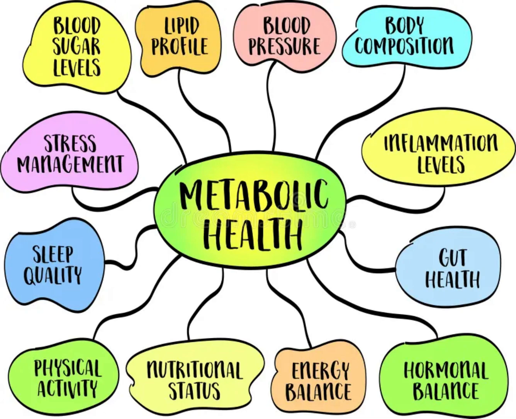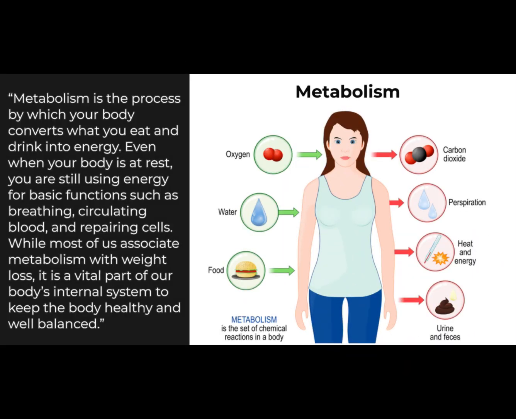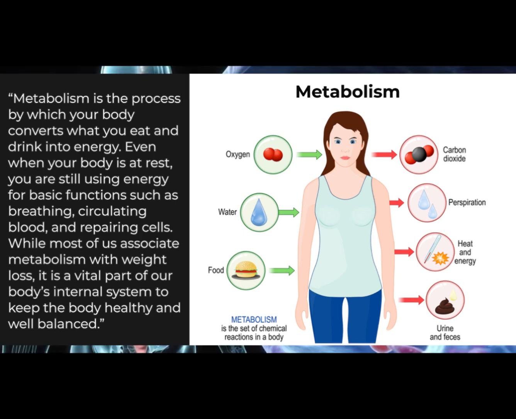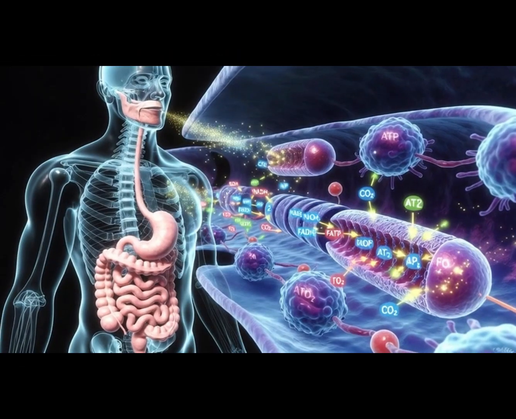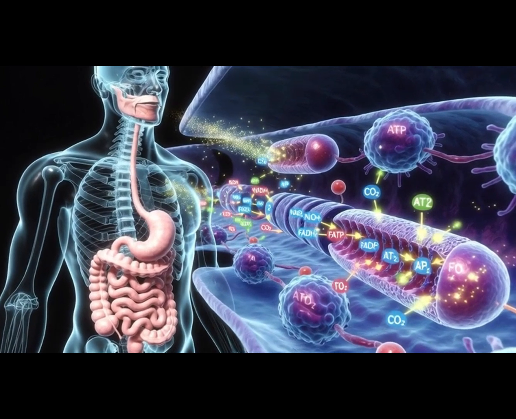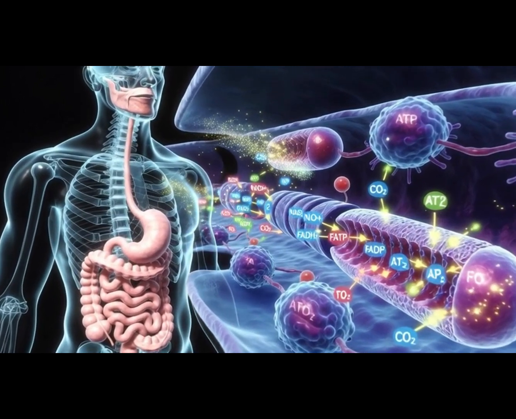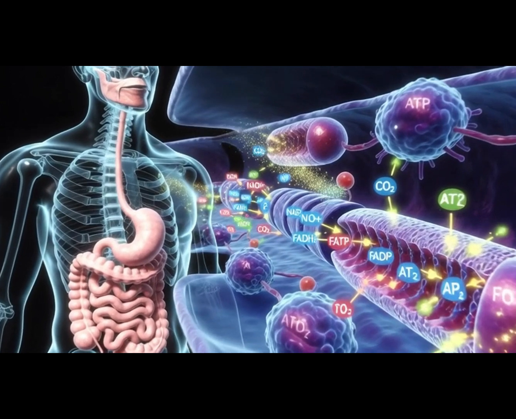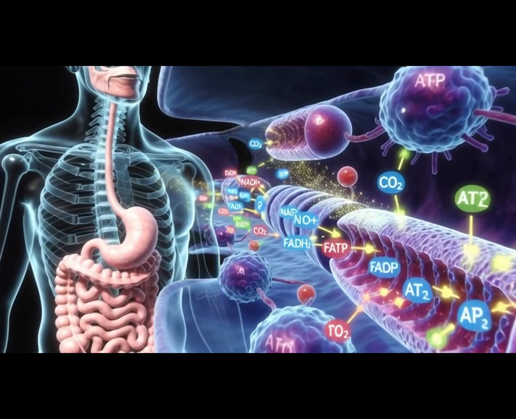Metabolism is the intricate symphony of chemical reactions that sustains life within every cell of the human body, encompassing two fundamental processes: catabolism, which breaks down complex molecules from food into simpler ones to release energy, and anabolism, which uses that energy to build and repair tissues, synthesize hormones, and store reserves for future needs.